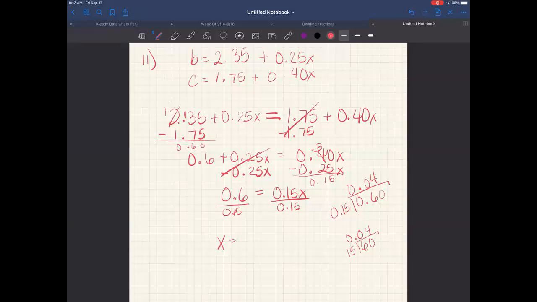So x equals 0.04. Is that what it was asking? We don't have to plug anything else. No, we still have to plug in things. So now, which equation do we want to use? The beef or the chicken? Beef. Beef. So now what we have to do is replace that x.